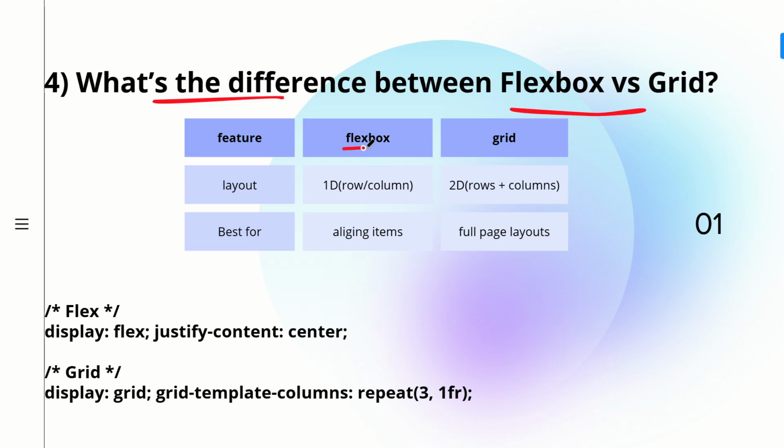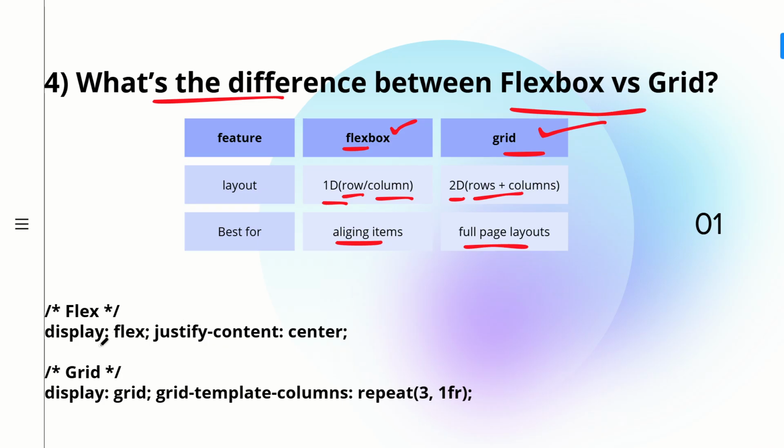Now the difference between Flexbox and grid is, Flexbox is helpful for one-dimensional layout, so we can position either our rows or columns at once. And grid is helpful for two-dimensional layout, that is, we can position our rows and columns together. Flexbox is useful for simpler layouts, and grid is useful for complicated and complex layouts. Flexbox is best for aligning the items, whereas grid is best for the full page layout.